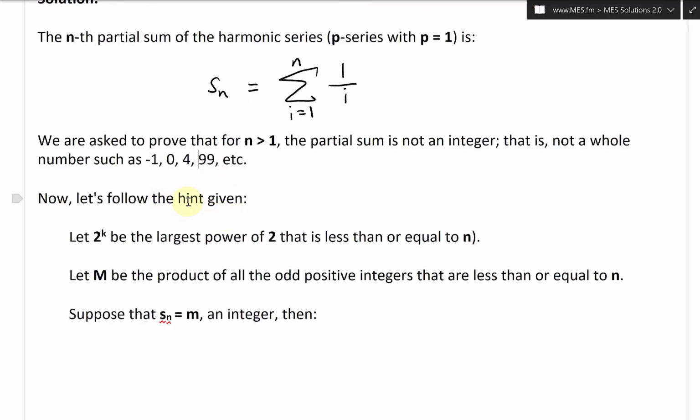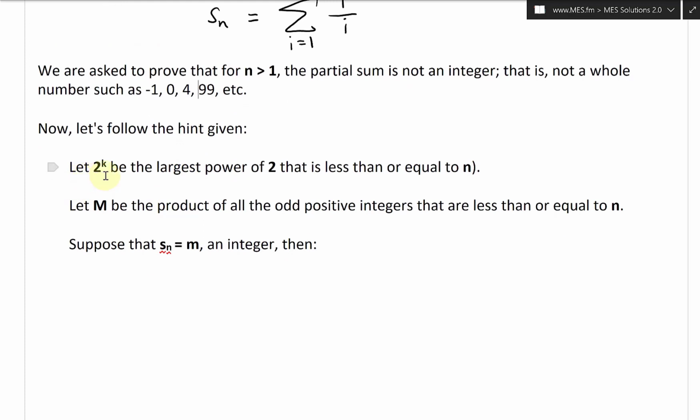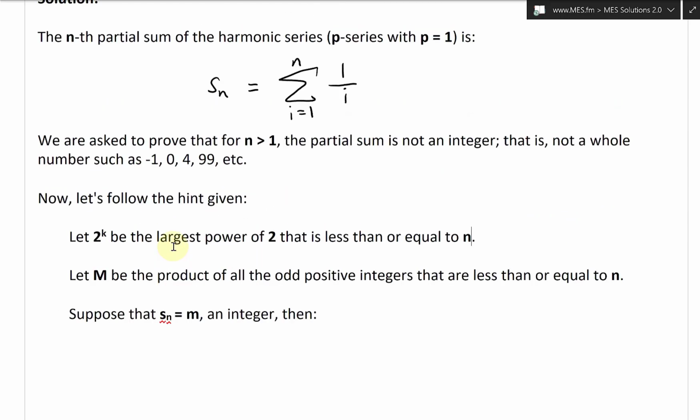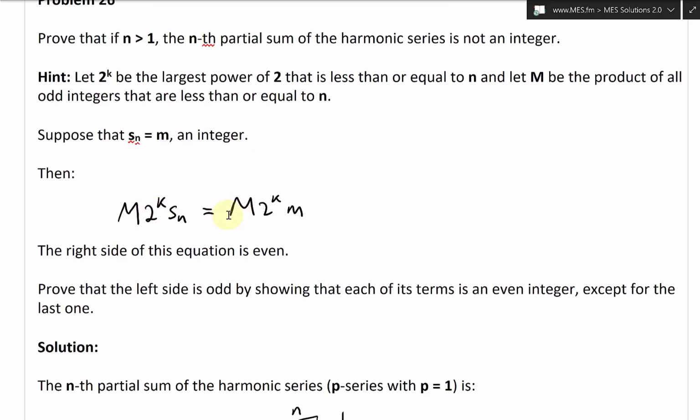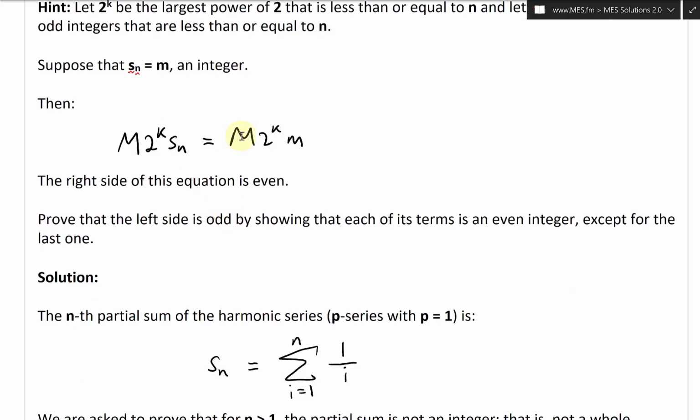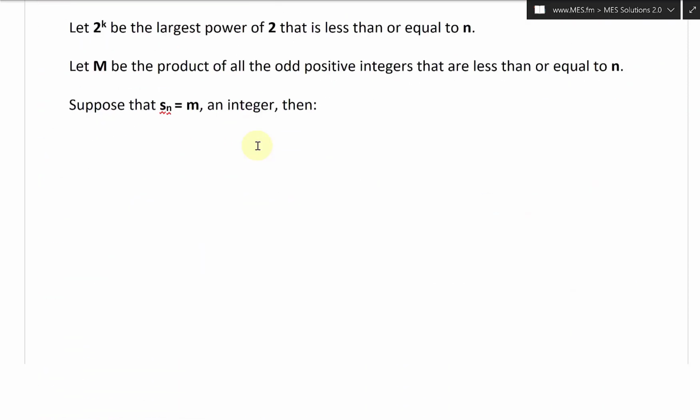Now let's follow the hint given. So let 2 to the power of k be the largest power of 2 that is less than or equal to n. Let capital M be the product of all the odd positive integers that are less than or equal to n. And suppose that S sub n is an integer. We're just following this exact same hint. Now we're going to write this over here: M times 2 to the power of k times S sub n equals M times 2 to the power of k times m.